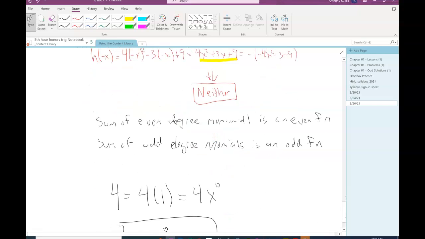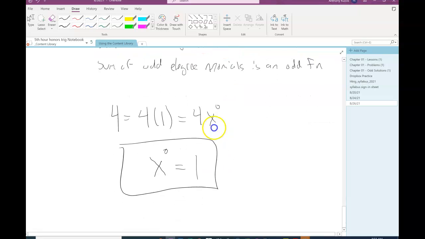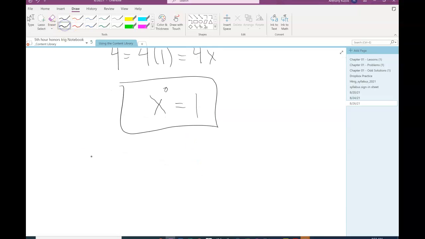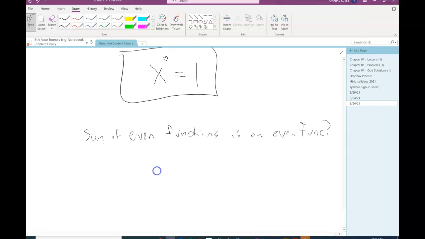So our observation here is great, provided that the function we're trying to determine whether it's odd or even is a polynomial. But could we be even more general? Could we say that the sum of even functions is an even function? Well, I don't know. Let's try to prove it. What do you guys say?